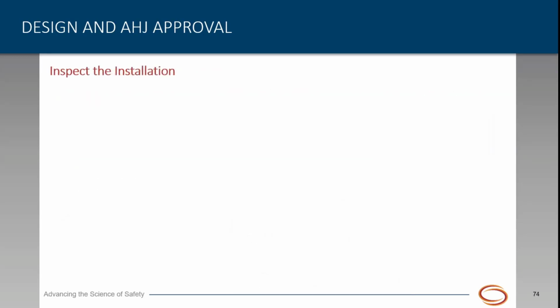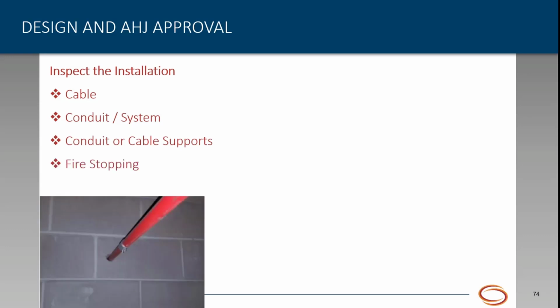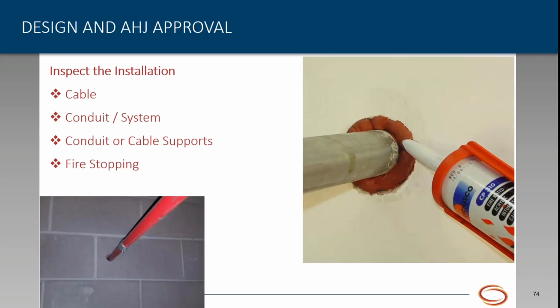Now, as a designer and vendor, it's important for you to inspect the installation for compliance with the design requirements. Was the proper cable system, conduit, and supports provided, and does it match the manufacturer's UL approved instructions? Was proper fire stopping provided? Again, that might not be your job, but you have to double check that their installation has met your design.